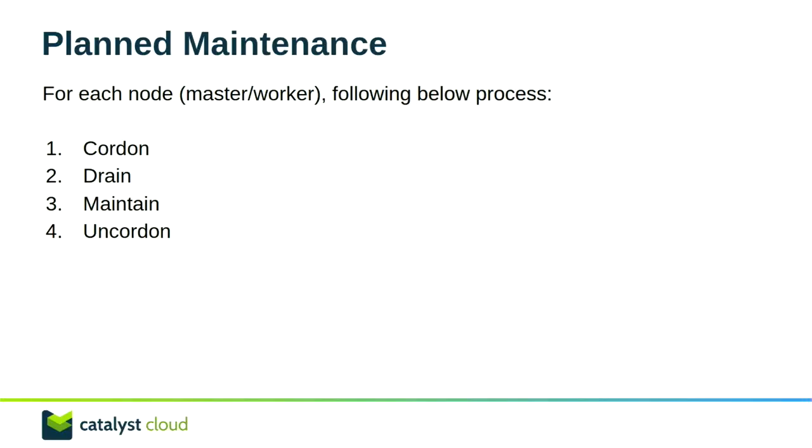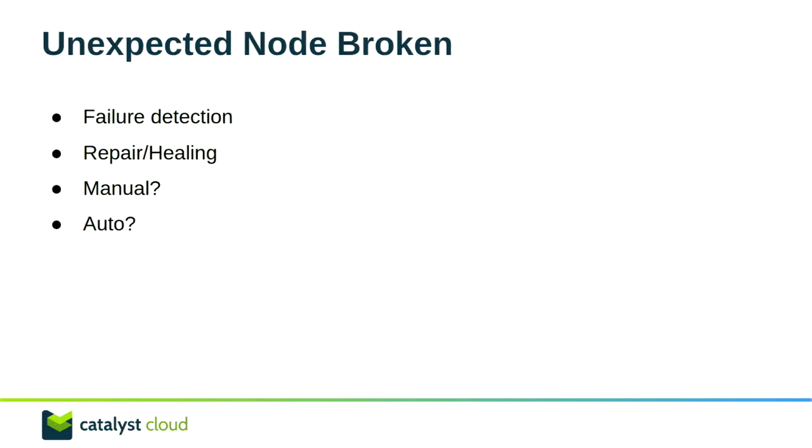You just need to do these steps one by one for each of your worker nodes. You won't get downtime if you have done proper preparation, as I mentioned, for your user application. There is no downtime. So as you can see, for planned maintenance, getting zero downtime is quite simple. You just need to follow a standard process. But how can we do it for an unexpected node failure?